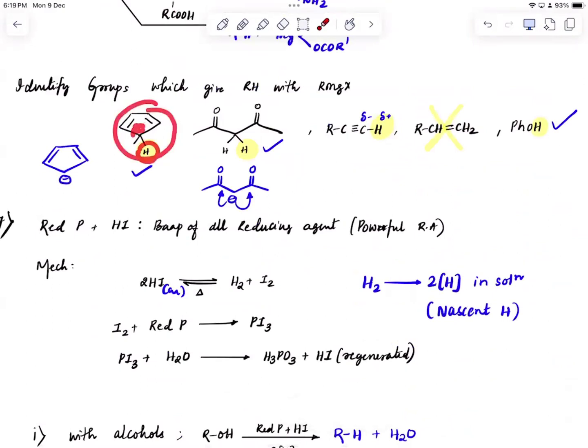you will get a negative charge that will become an aromatic ring. This is the aromatic ring you will get. So I'll put H here. Okay. So that will make it acidic as well. Sufficiently, this hydrogen will become sufficiently acidic.